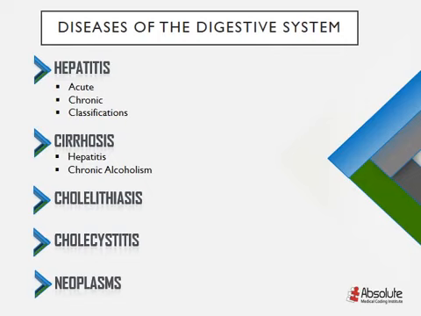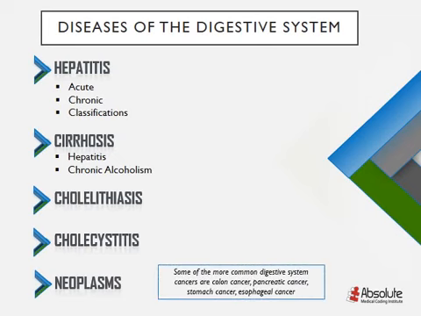Neoplasms are your cancers. You can have benign neoplasms, you can have malignant neoplasms. You'll see in your ICD-10 book that you actually have a neoplasm table. And as far as the digestive tract, I'd say the most common cancers that I'm aware of are stomach cancer, pancreatic cancer, and liver cancer.